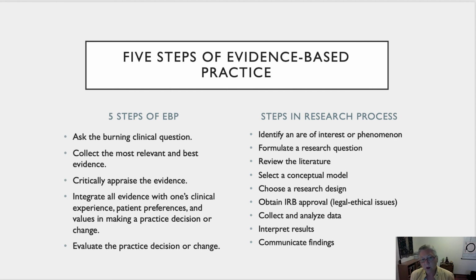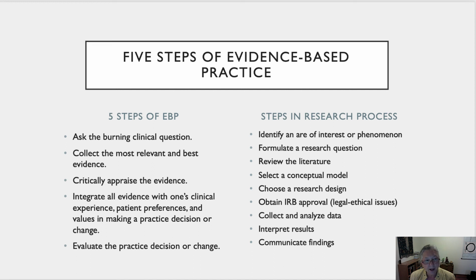In the research process, put briefly, we want to identify an area of interest or a phenomenon. We want to formulate a research question. We review the literature. And this isn't just a few articles. This is all the recent literature, usually within the last 5 to 10 years, on the topic. We select a conceptual model. We choose a research design.